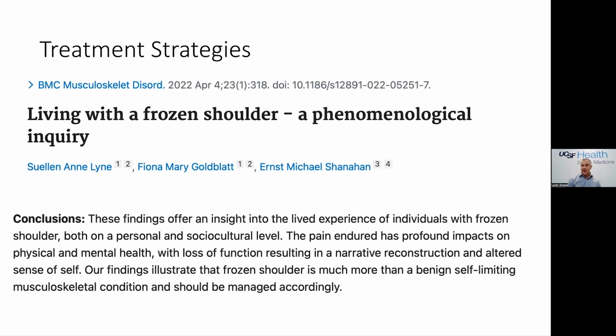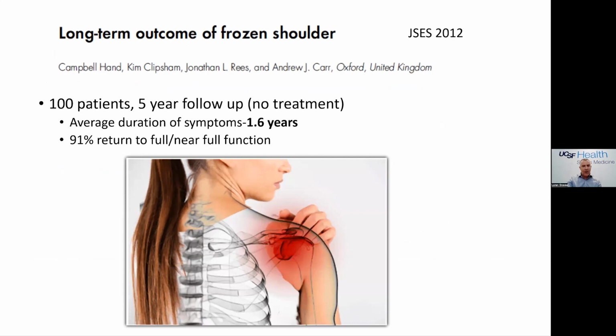So a lot of patients will stop doing their physical activities. They actually stop hanging out with their friends as much, and score higher on their depression scale. So at the very least, if patients don't want to do anything for frozen shoulder, I try to convince them, if it's possible, to at least take anti-inflammatories and try to maintain as much of their physical activity as possible. When patients are treated with essentially benign neglect, the average duration of symptoms is 1.6 years, but almost everybody gets better.